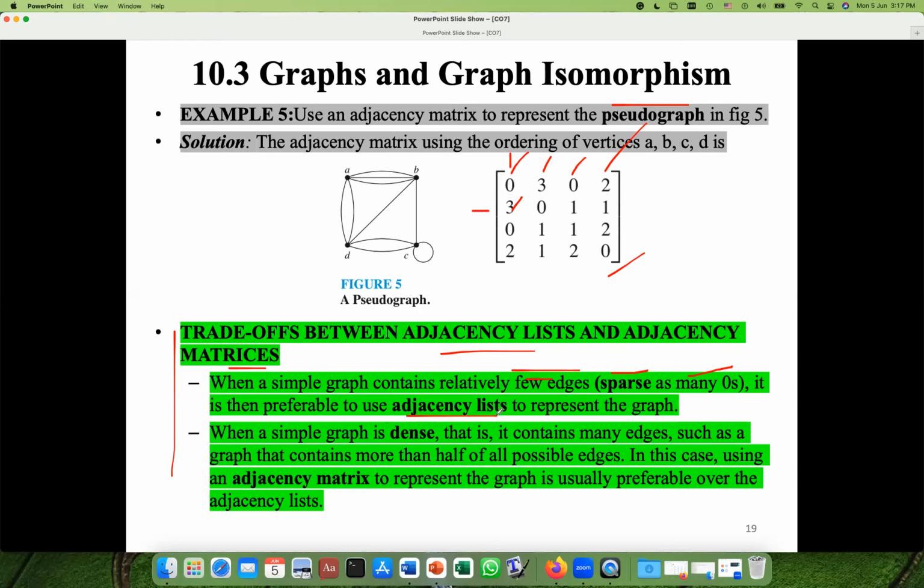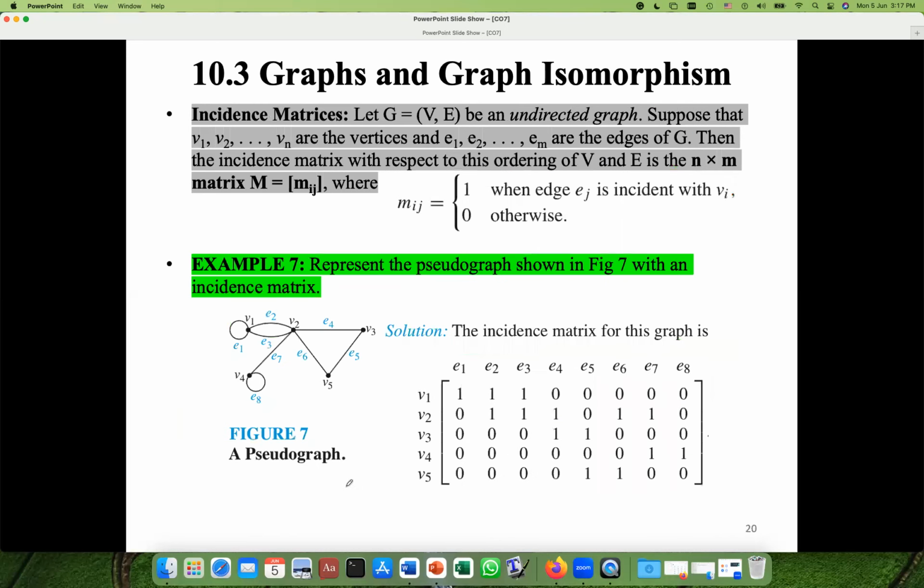You can use simply the adjacency list when your graph does not have too many edges. But if your graph is dense, what does it mean? Your graph has many edges. In that situation, if you have many edges, then okay, use the adjacency matrix. That is something written here, nothing else.